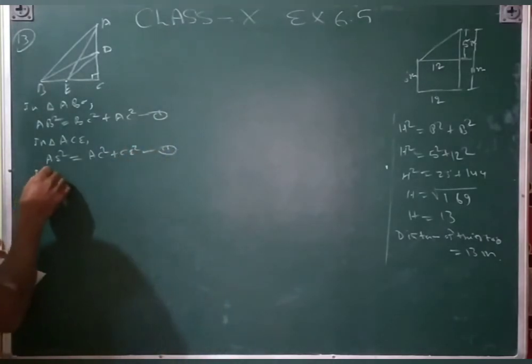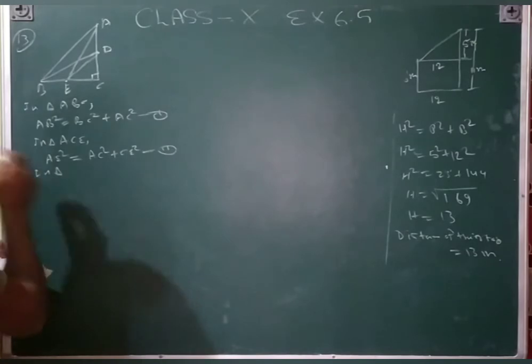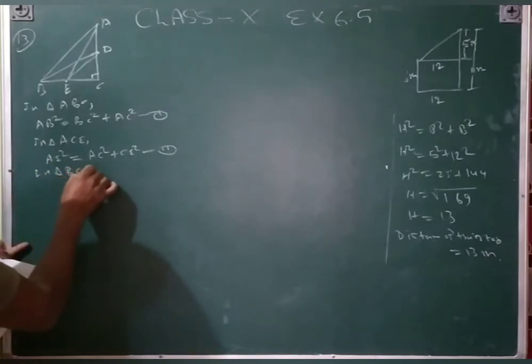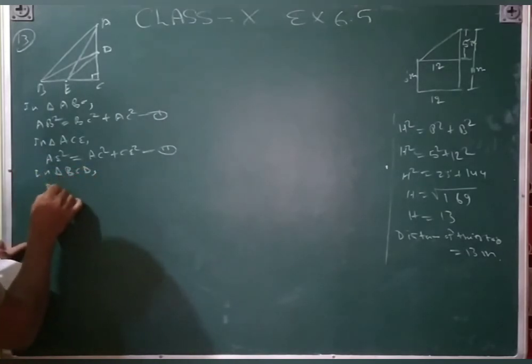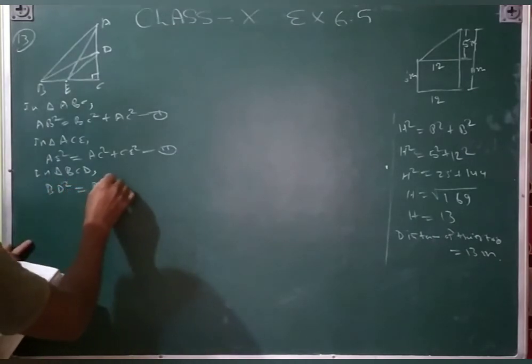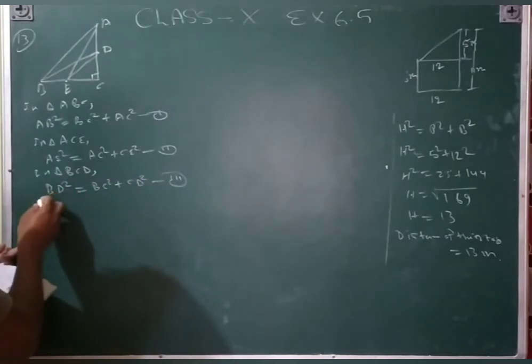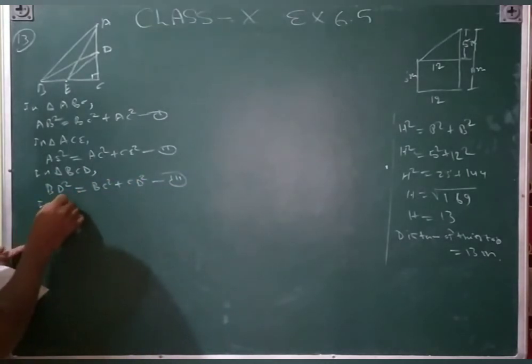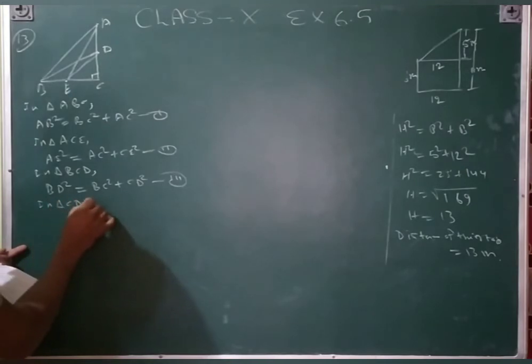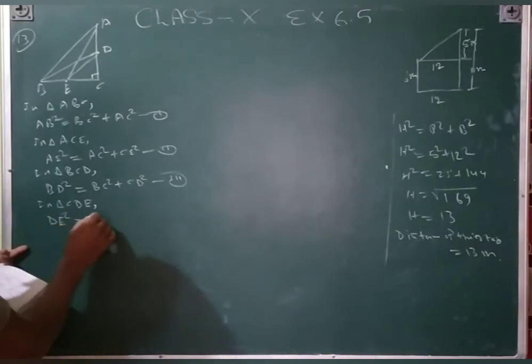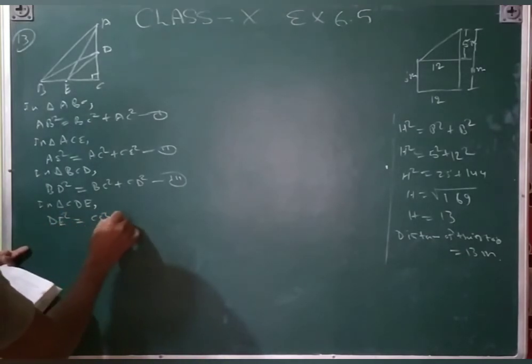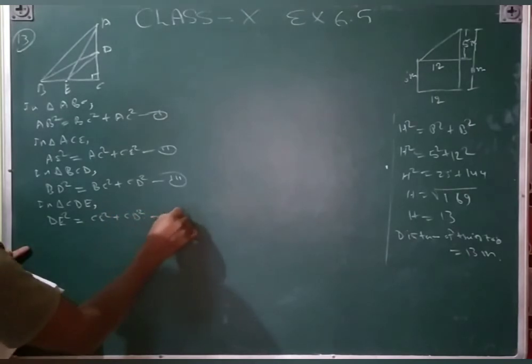Now in triangle BCD, BD square is equal to BC square plus CD square, that's the third equation. And now in triangle CDE, DE square is equal to CE square plus CD square, this is the fourth equation.